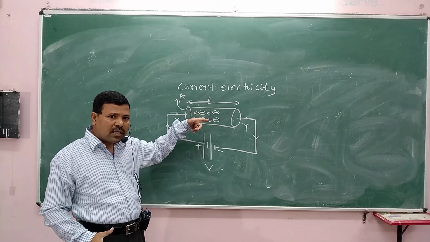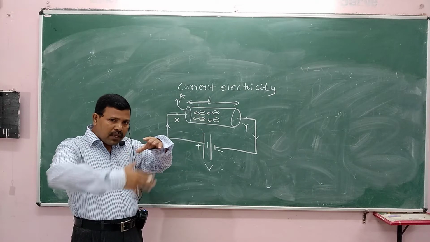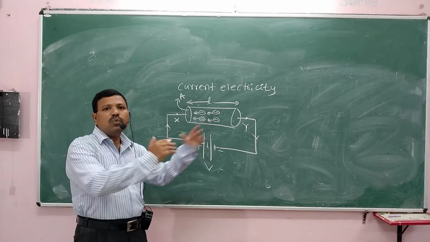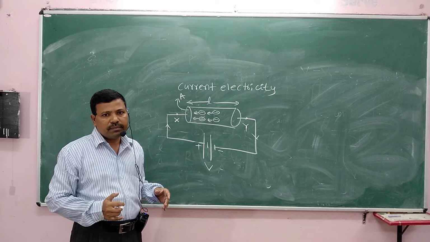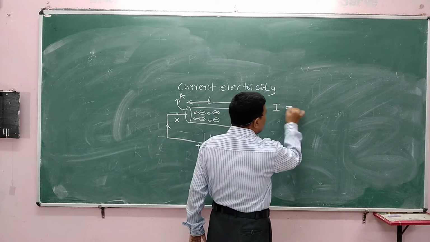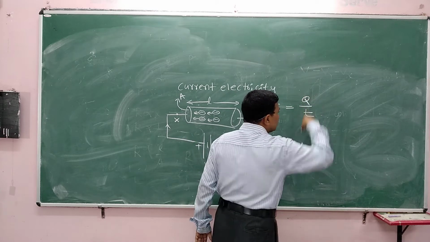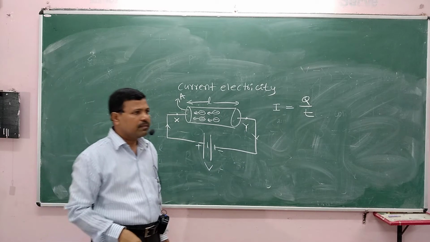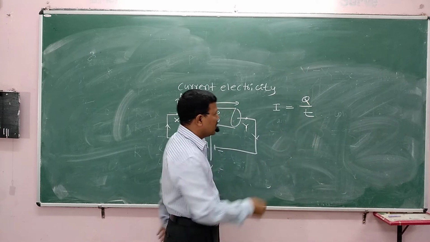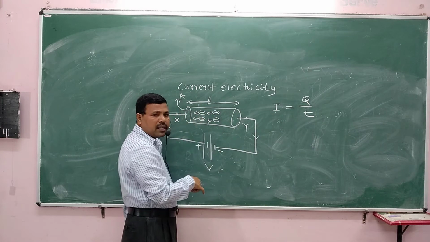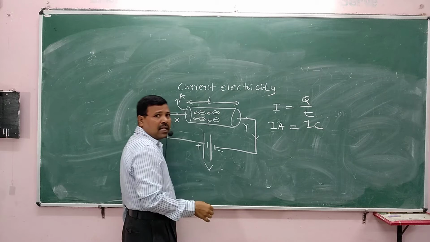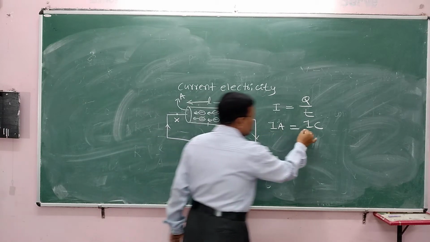Larger the cross-sectional area, it means larger the surface of the conductor, larger will be the flow of charges, larger will be the flow of electric current. So therefore, electric current is defined as the rate of flow of charges through a conductor, where I is electric current, t is time, and Q is the charge. The electric current at a point is said to be 1 ampere if 1 coulomb of charge passes through this point in 1 second.